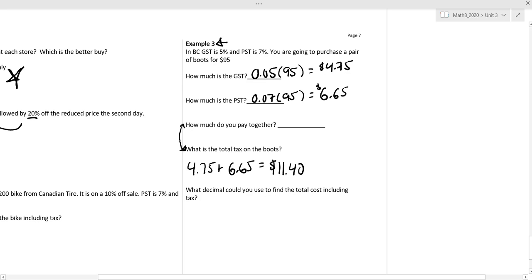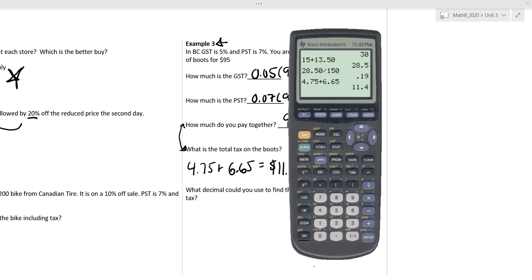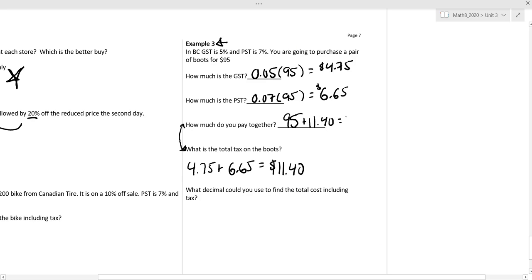So altogether we pay the original price of the boots plus our tax amount. So our 95 plus our $11.40. We end up with $106.40 you are going to pay for these boots.